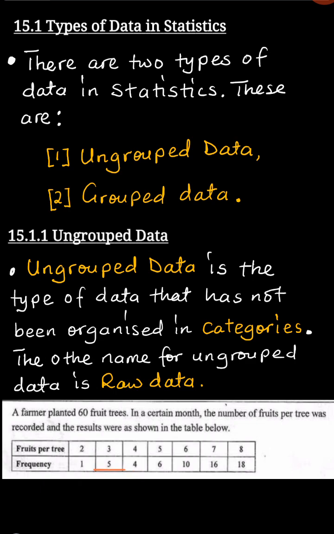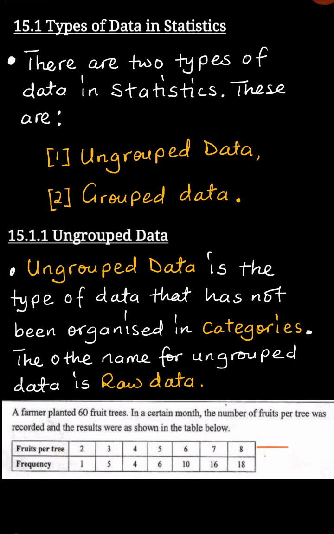And then here 5 trees had 3 fruits each. 4 trees had 4 fruits each. 6 trees had 5 fruits each. 10 trees had 6 fruits each. And then 16 trees had 7 fruits each. And then 18 trees had 8 fruits each.